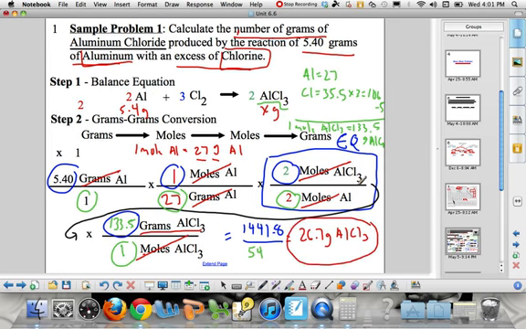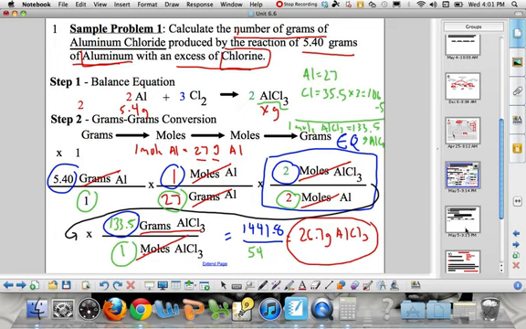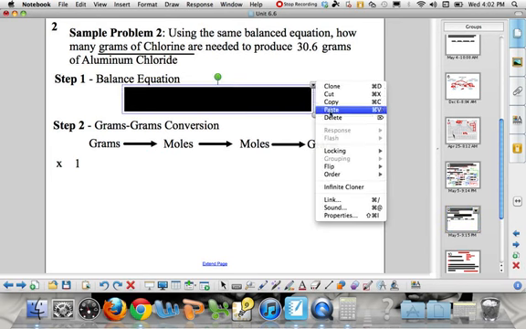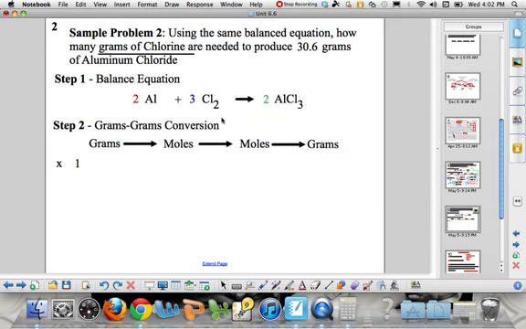That's our first example problem. Hopefully you guys were able to stick with us, figure that out. I know we're kind of running out of space on this. Let's take a look at one more example here, and hopefully you guys can catch on to these mass-to-mass conversion problems. Let's do another one. So here we go, sample problem number 2. It says using the same balanced equation, so boom, we already know the equation. There it is, we did it last time.